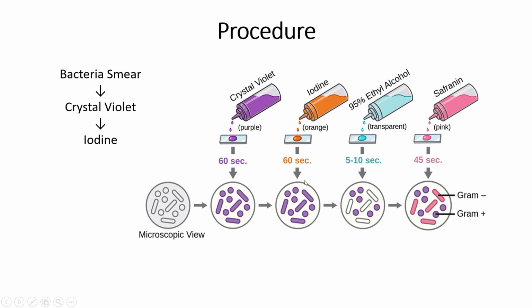During this step, the crystal violet combines with the iodine to form the crystal violet iodine complex, which is larger and more difficult to remove from the cell. Now the cells are still purple at this point. Now comes the most important step in gram staining. Now we will have to add the alcohol for 5 to 10 seconds only. Timing is extremely important. If alcohol is applied for too long, it may lead to incorrect results because even gram-positive bacteria can lose the stain.